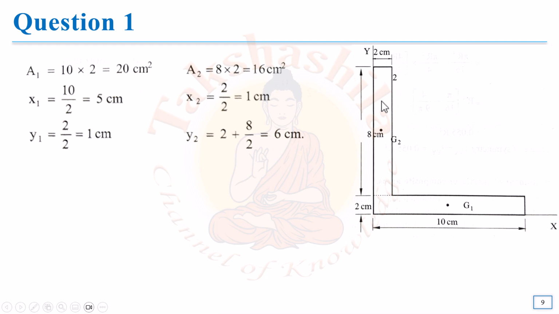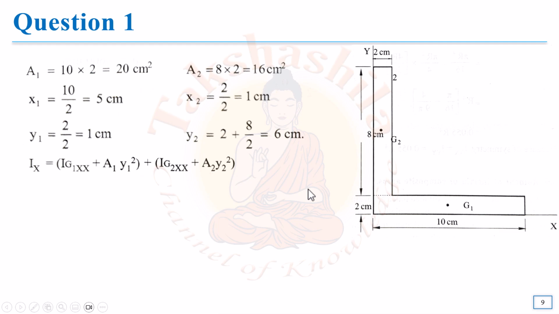8 by 2 means this is the distance 8, and 8 by 2 means this will be the value. This distance will be the value from this dotted line to G2. But what we need is the vertical distance from our reference x-axis to point G2. So it will be 2 plus 8 by 2, which comes to 6 centimeters.